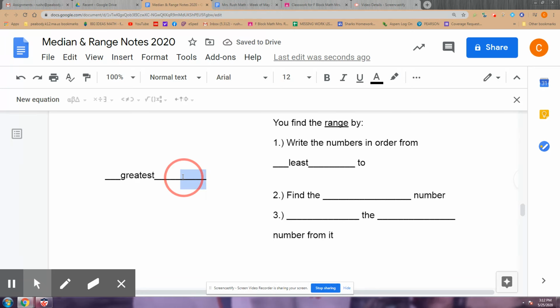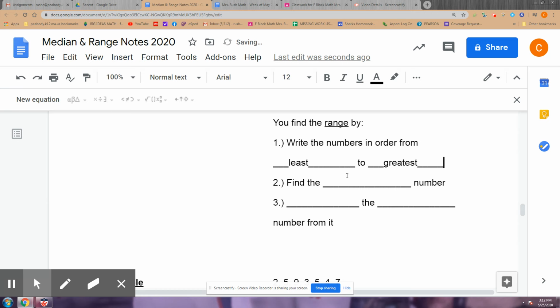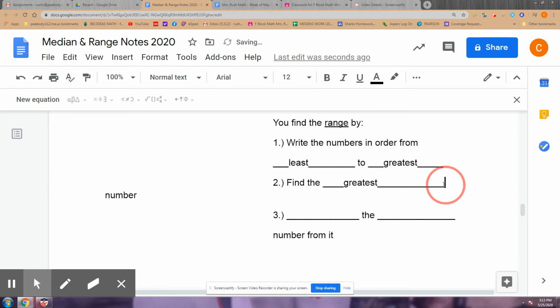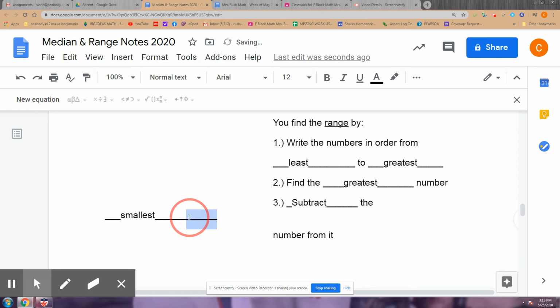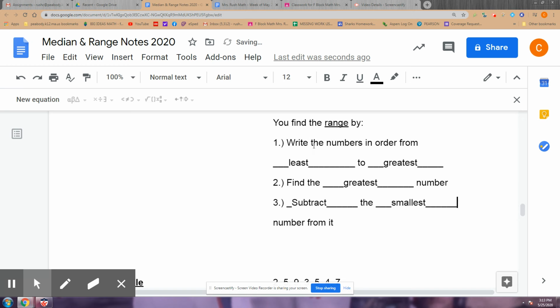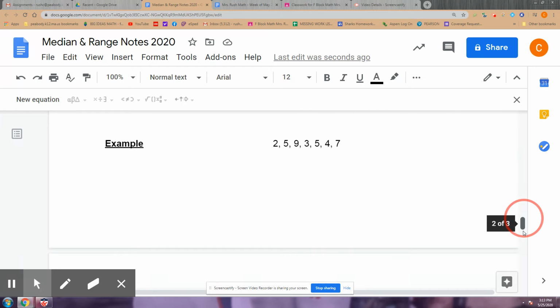Let's make this a little smaller. Write the numbers in order from least to greatest. Step 2, we find the greatest number or the largest number. And then step 3, we're going to subtract the smallest number from it, or the least number. So again, our steps are write the numbers in order from least to greatest. We find the biggest number or the greatest number and then subtract the smallest number from it, or the least number. All right, so let's look at this example.